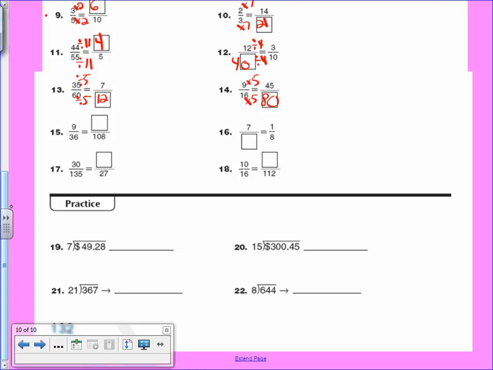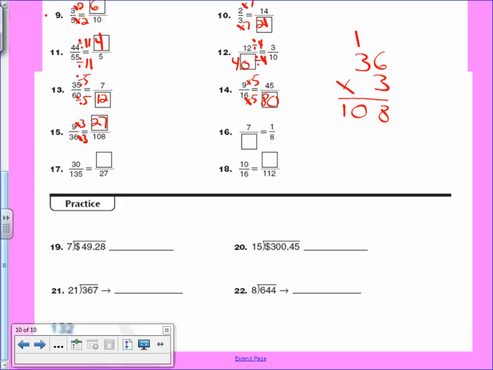Take a look at number 15. Going from a small number to a large number, so we're multiplying by a number. 36 times what equals 108? Well, I think it's 3, but I better check my work. 36 times 3. 6 times 3 is 18. 3 times 3 is 9, plus 1 is 10. So I was correct, so I'm multiplying by 3 here. If I multiply by 3 on the bottom, better multiply by 3 at the top, so I've got a 27 up here.